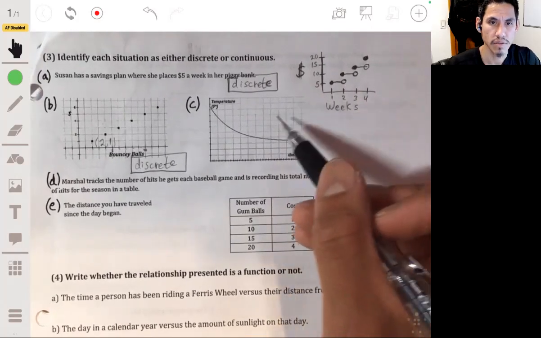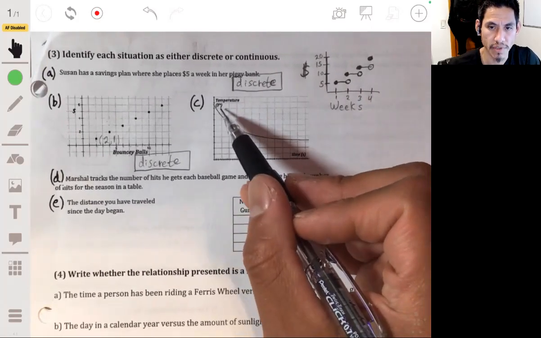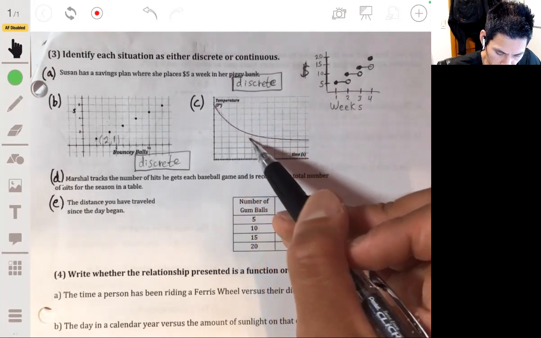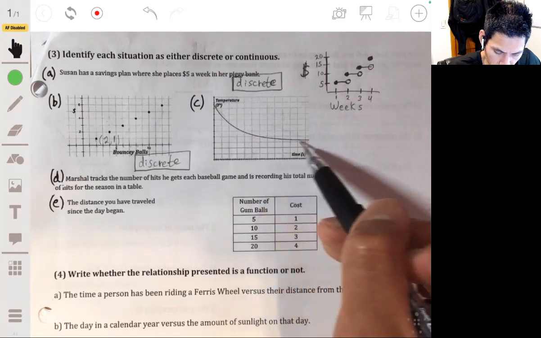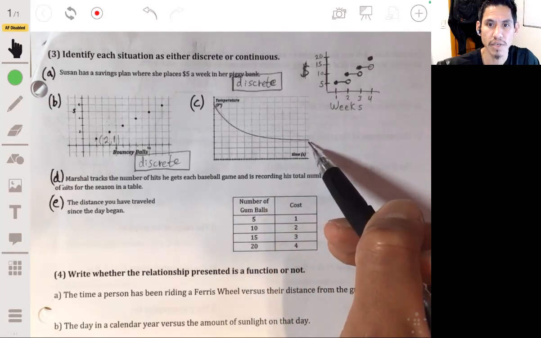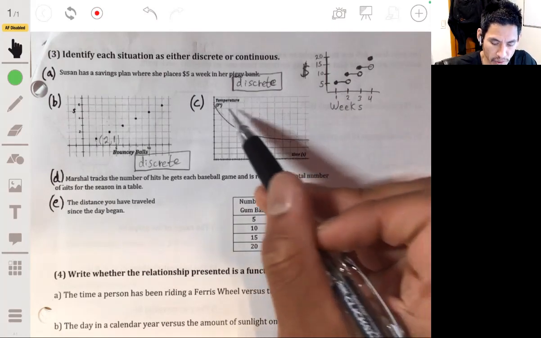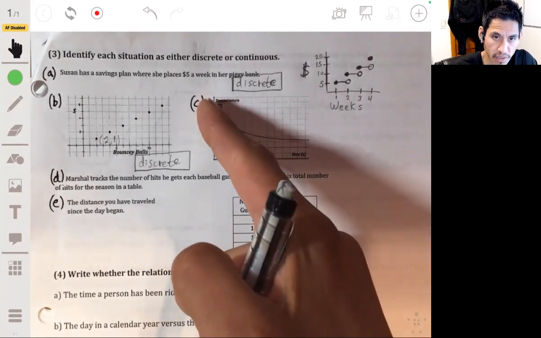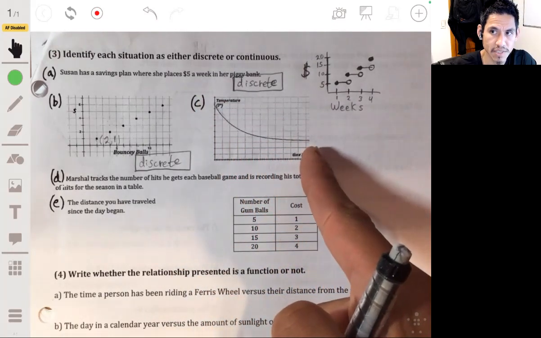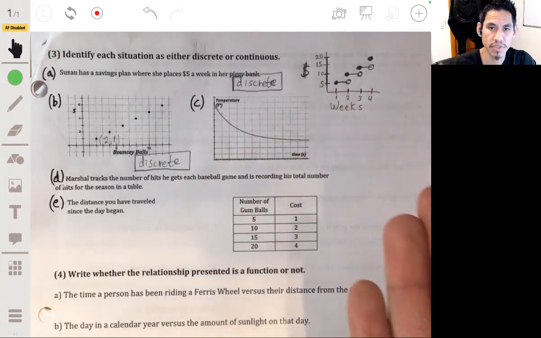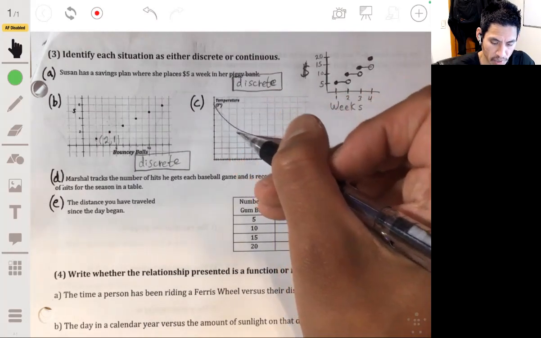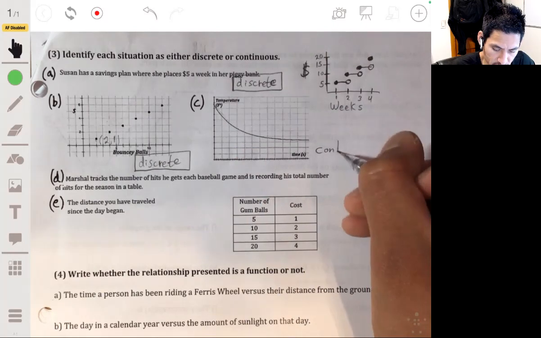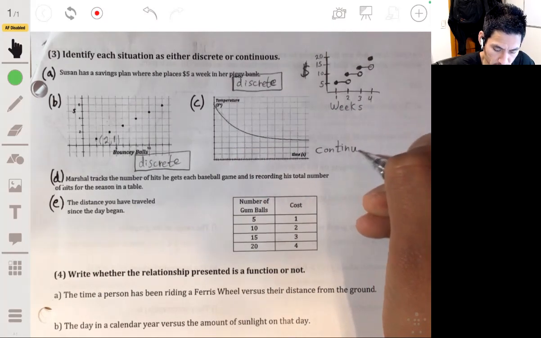And in situation C, we have the temperature over time. Temperature in degrees Fahrenheit is decreasing as time goes on. And even though we don't have the exact values of the temperature, it's on a line that doesn't have any gaps or any jumps. It's on a continuum. It's a continuous line. So this would be an example of a continuous situation.